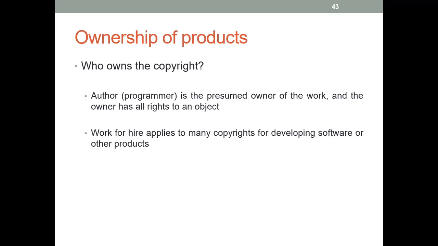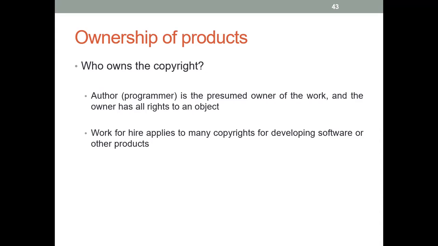Now, the second question: who owns the copyright? The patent part is clear, but then who owns the copyright? Owning a copyright is similar to owning a patent. The author or the programmer is presumed the owner of the work, and the owner has all the rights to an object. However, there is a special situation known as work for hire, which applies to many copyrights for developing software or other products. So what is work for hire? We are going to see it in the next slide.